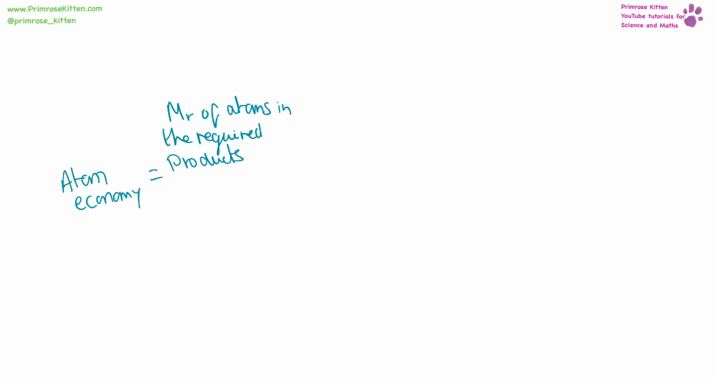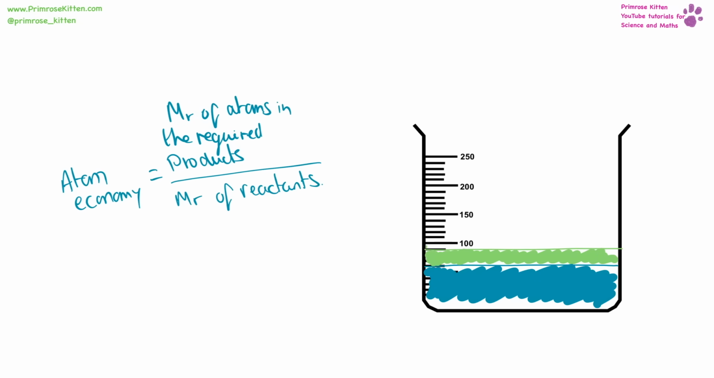To work out your atom economy, that is your MR of atoms in the required products over your MR of reactants, or the MR of stuff you wanted over the MR of the stuff you actually got.